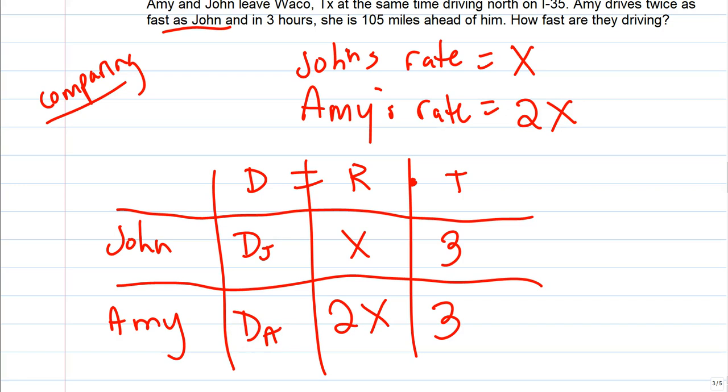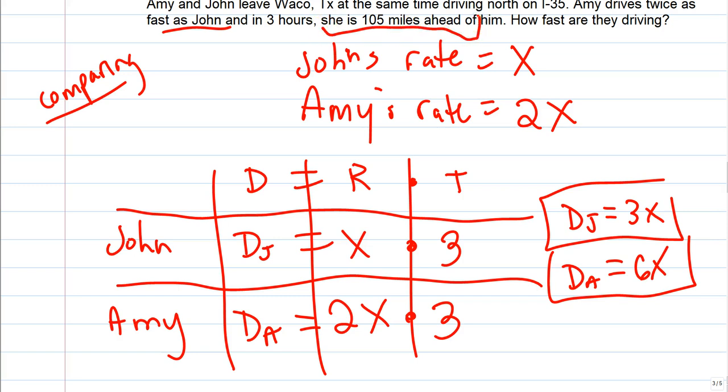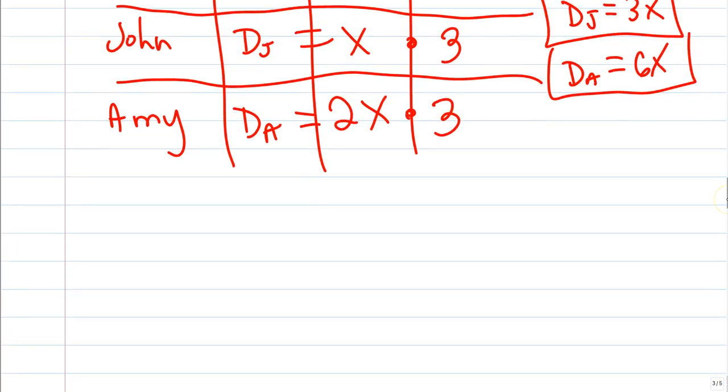But from this I can say that John's distance is equal to x times 3, or John's distance is equal to 3x. From this, I can say Amy's distance is equal to 2x times 3, or Amy's distance is equal to 6x. So how do we solve this now? Well, there's this 105 miles ahead, so basically we can make that into one more equation and relate them all.